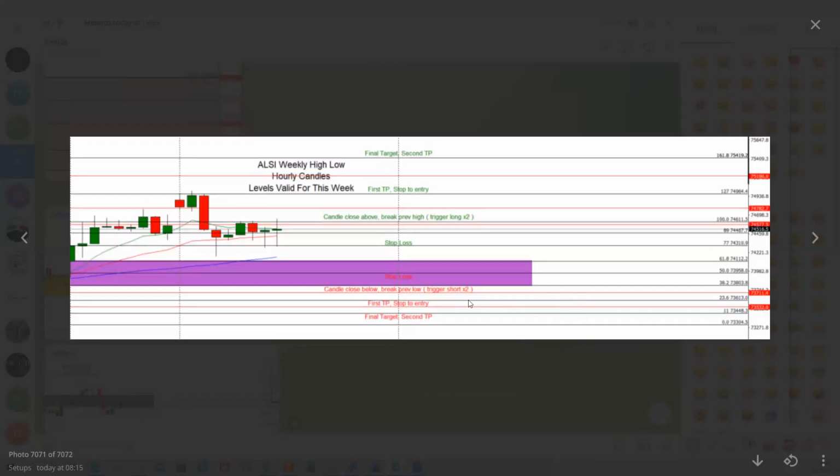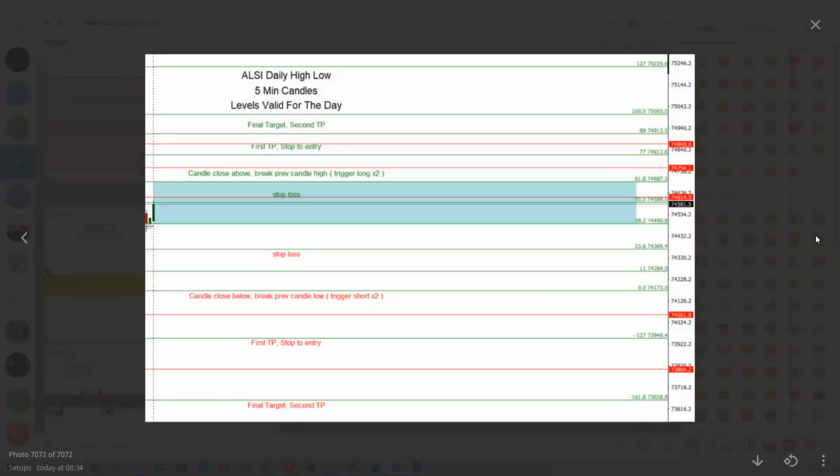On the Aussie weekly high-low, currently between levels of 89 and 100. If you can see, it has been a little bit messy around this area, so just be careful when you trade. But when trend is up, 8 is above 21, above 50, a trigger long above 100, so candle close above 100, break previous candle high to aim for the 127 first TP, 161.8 second TP, and stop loss being at the 77 is completely valid. And just remember the rules for the red lines, guys.